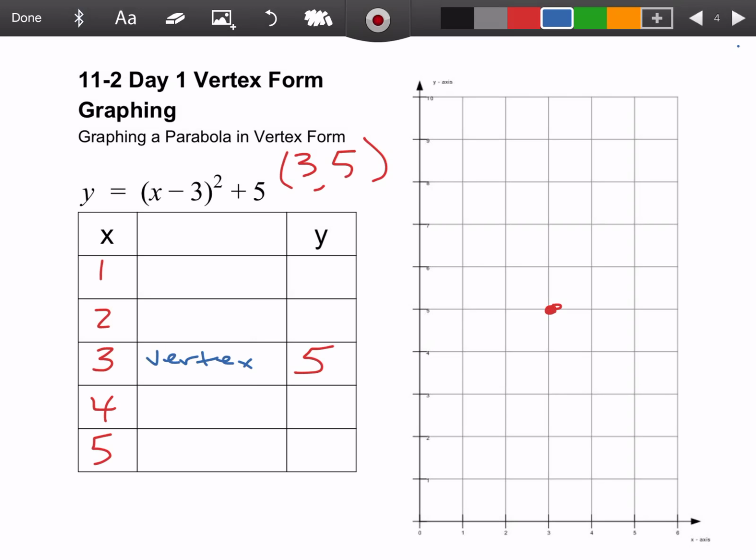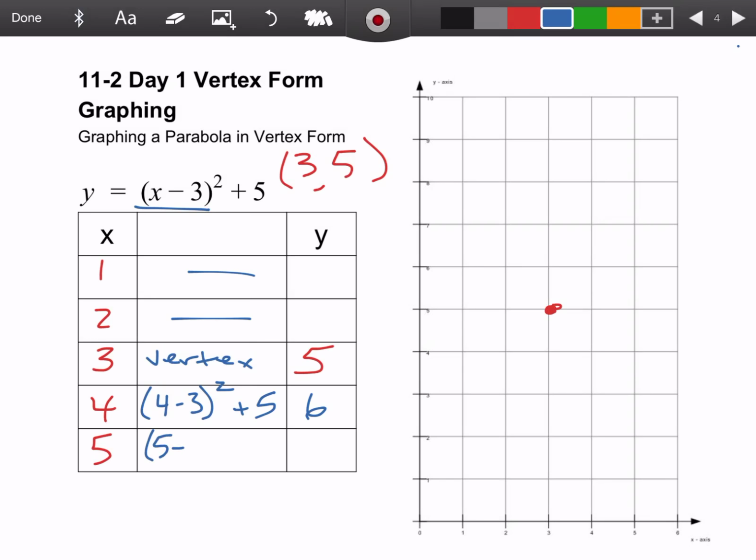You always want to choose the easiest numbers to plug in. Now, we have an x minus 3 here, so in all reality, it's easier to plug in the 4 and the 5, so we don't have to deal with negatives. So here, 4 minus 3, that would be 1. 1 squared would be 1. 1 plus 5, that would be 6. If I were to go up here, I would have to deal with these negatives. But in this case, I don't.